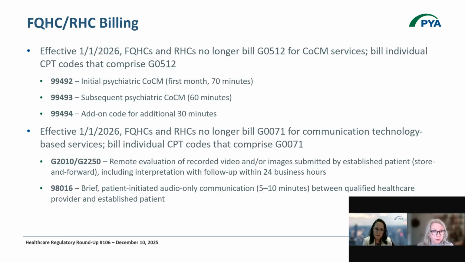Also, similarly, RHCs and FQHCs will no longer use G0071 for communication technology-based services. Instead, they'll use the individual codes that have been wrapped up in the G0071, and that's G2010, G2012, G2025 codes, I can't do it as well as you, Valerie, at all. G2250, and then that new code 98016, also for that brief interaction by telephone with beneficiaries. You're going to, again, bill under the codes, be reimbursed at the national payment rate for reimbursement there.